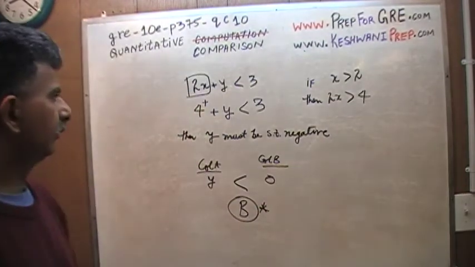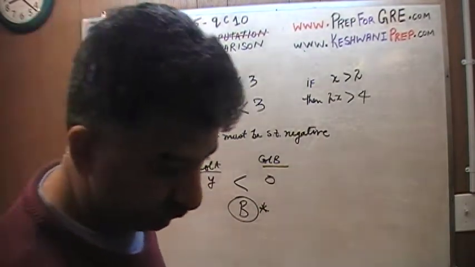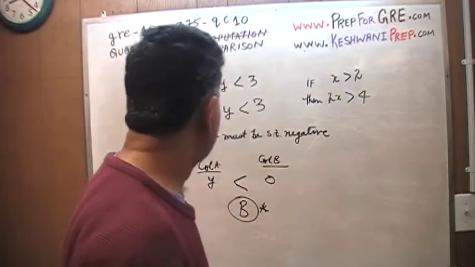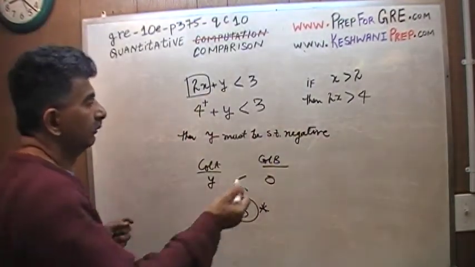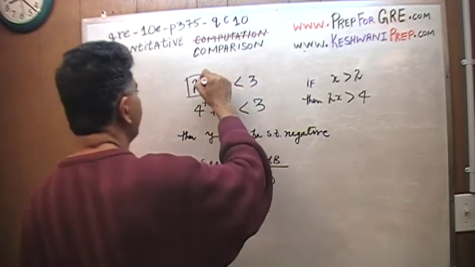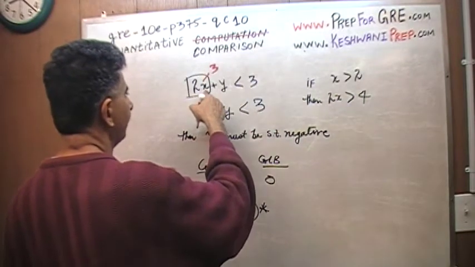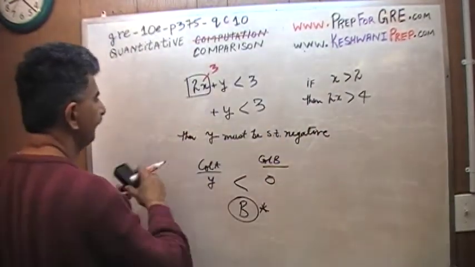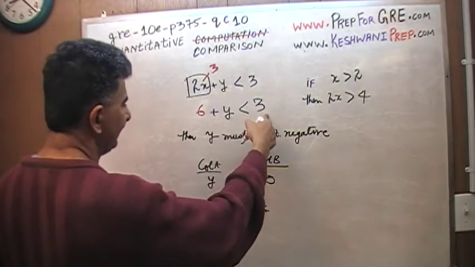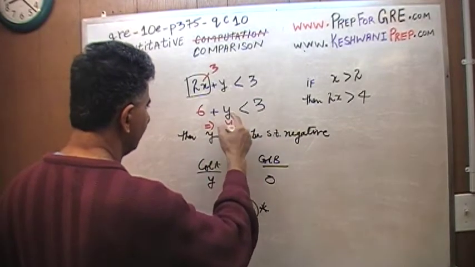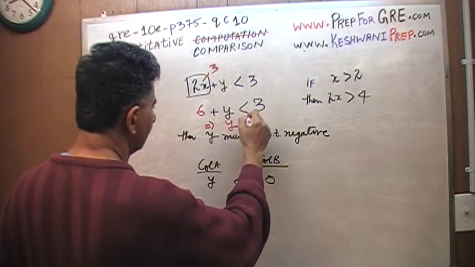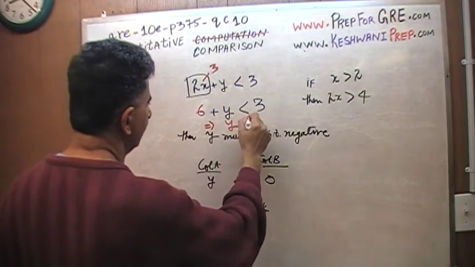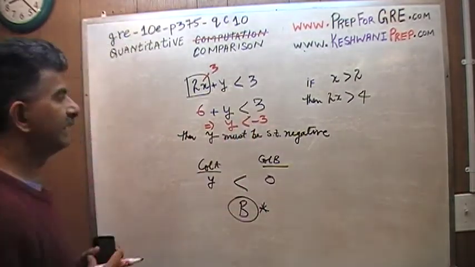That's it. That's all. Now, if you didn't like this method, which is a very classical method, even though there is not much in it, you can plug in a number. We are told that x is more than 2. Let's plug in 3. If x is 3, then 2 times x would be 6. And now we know that 6 plus y is less than 3. This implies that if I were to subtract 6 from both sides, we'll end up with y is less than negative 3.